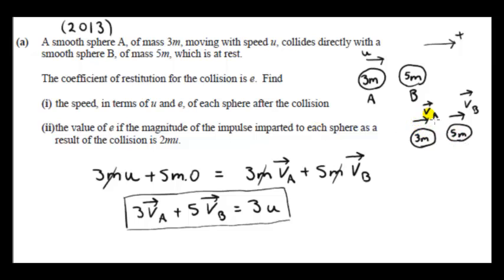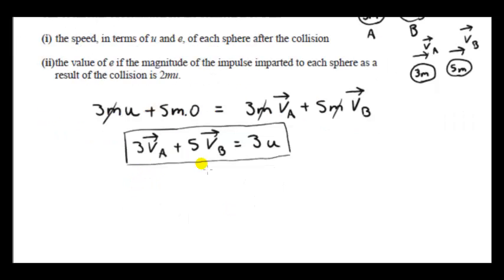Now, I don't know what the directions of VA and VB are. Well, they're going to depend on the value of u and also on the coefficient of restitution e. And actually, we're not given values for u and e, so this is going to be a very general situation.